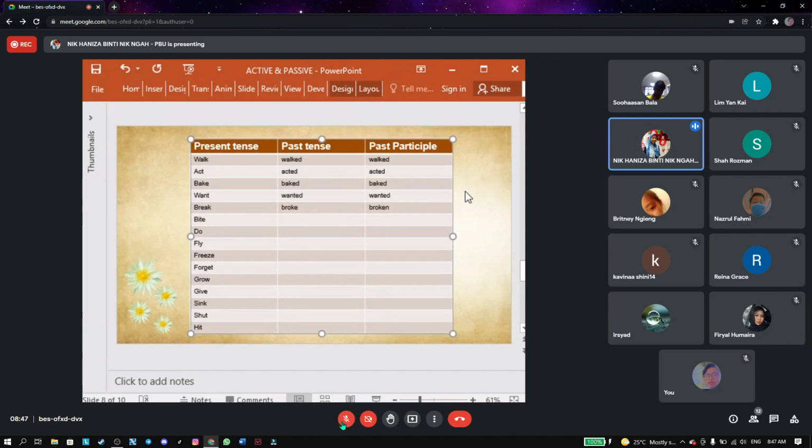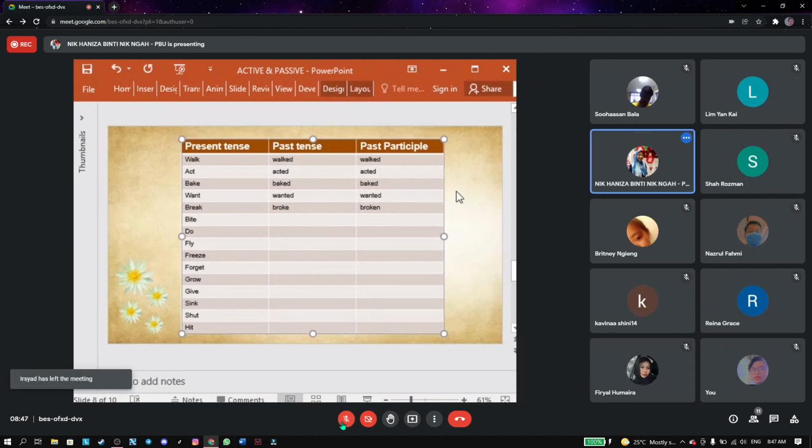Okay, bite. Rina, bite. Past tense is bit. Okay. And past participle is bitten. Very good. Okay, well done, Rina. Thank you.